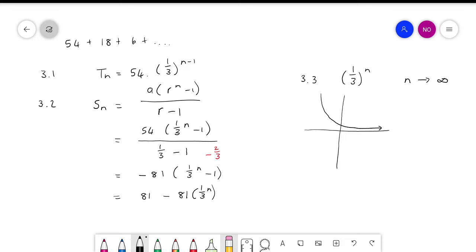So do you guys agree this, as it moves towards infinity on the y-axis or on the tn axis, it's actually moving towards 0. It tends towards 0. Okay.